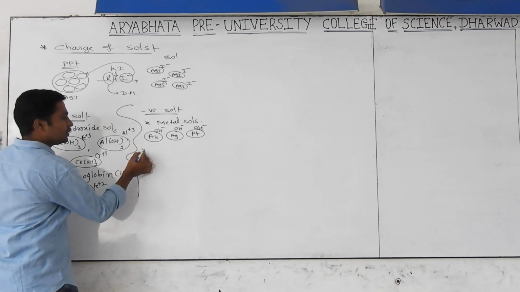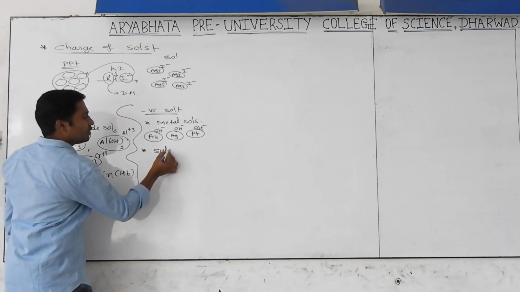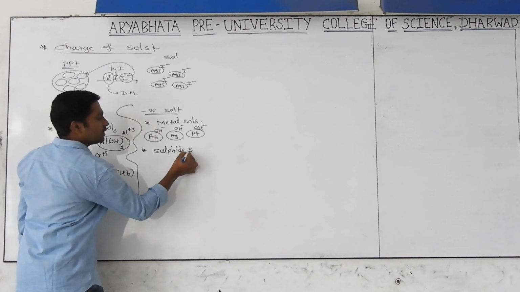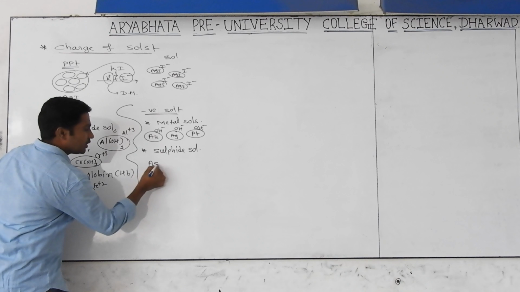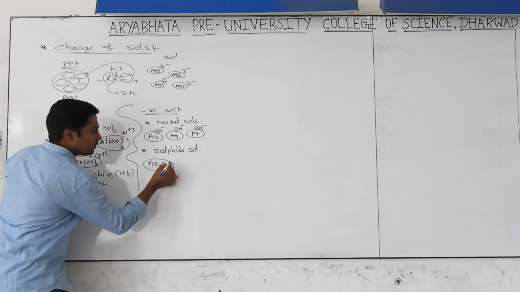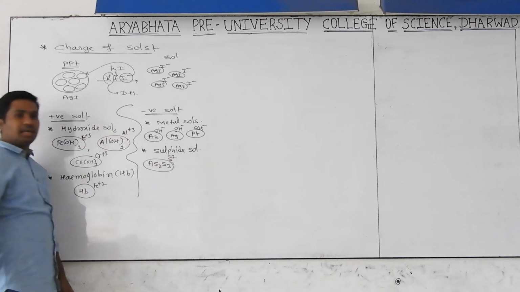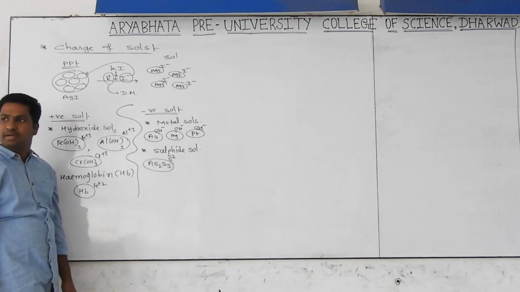Can you tell some of them? We can tell sulfide sols. Yes, you know already. Arsenic sulfide is one, As2S3. On this surface, which particle is undergoing accumulation? S minus. So we call it a sulfide sol.